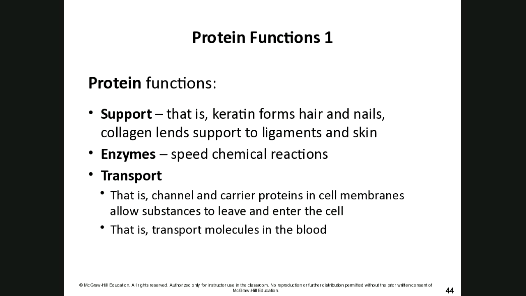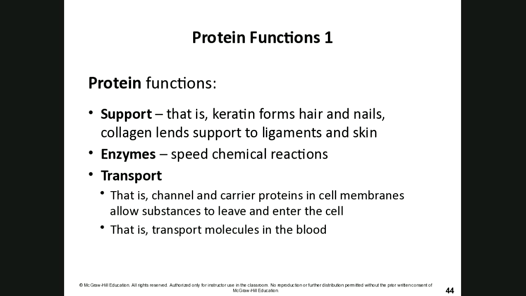On to proteins. So proteins have a lot of really cool functions. They can be supportive. That would be things like the keratin that makes your hair and nails, and the collagen proteins that form underneath your skin and help to support your ligaments. They can have enzymatic properties, which means that they increase the rate of a reaction. So an example of that would be like salivary amylase, which is an enzyme that's in your mouth, and it helps to break down carbohydrates.